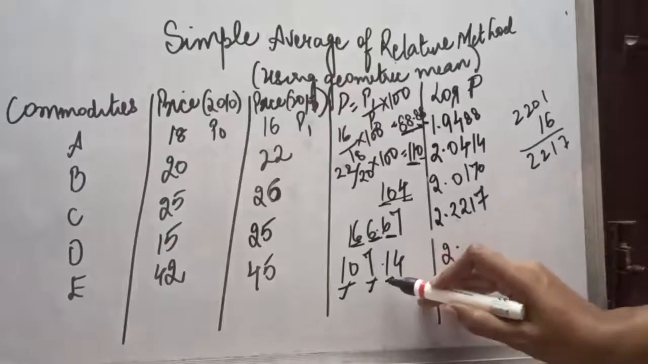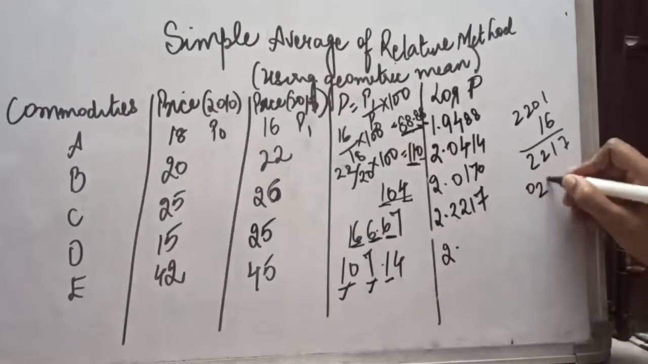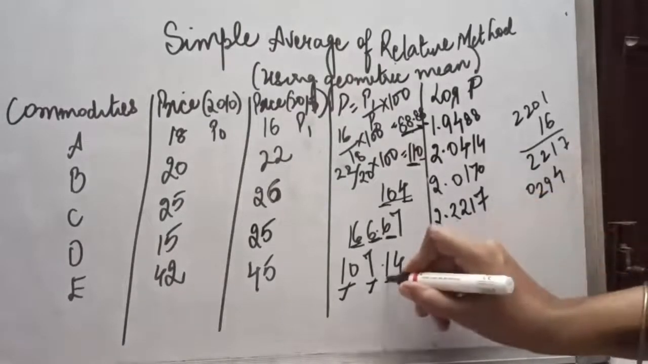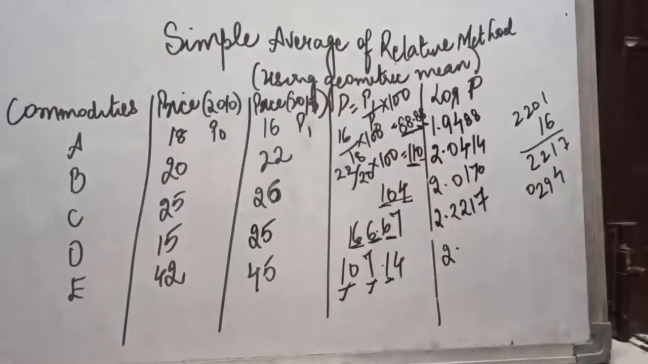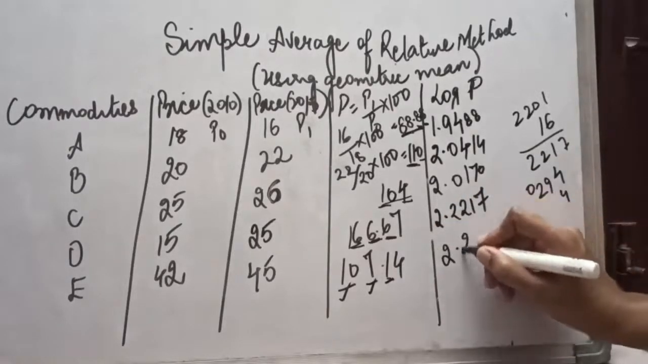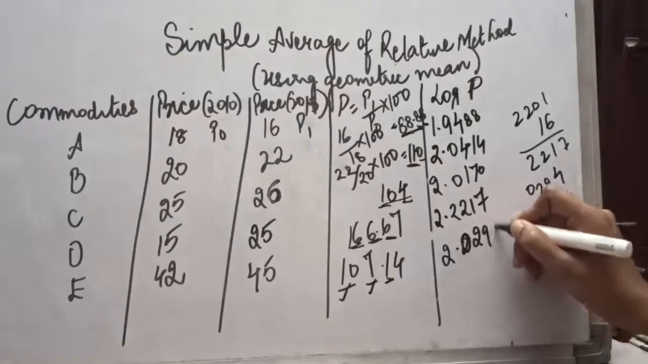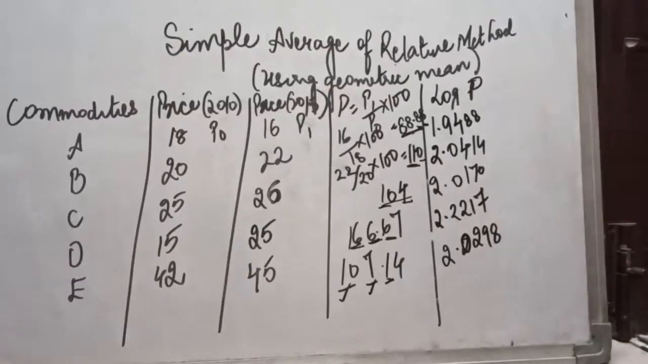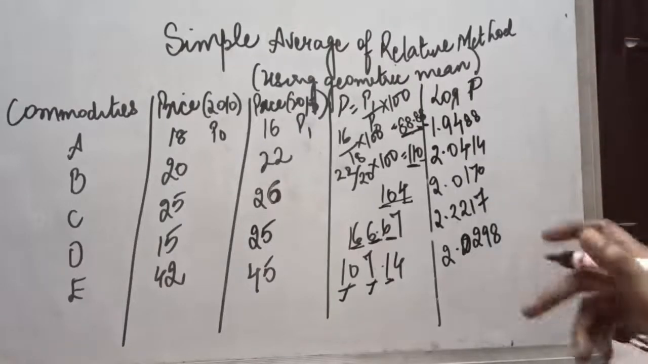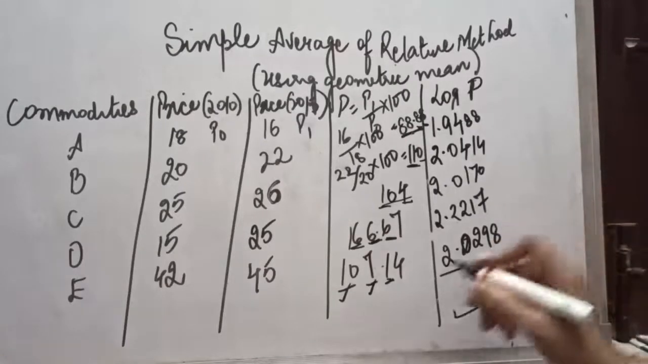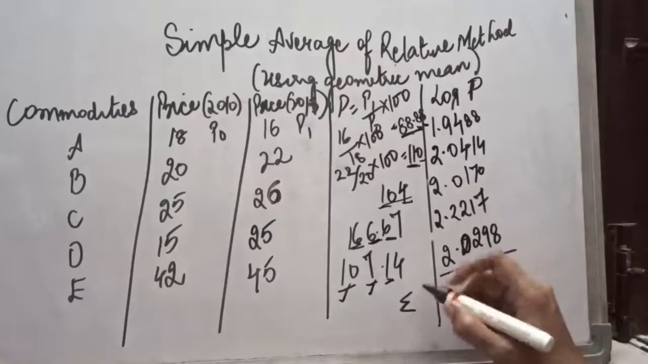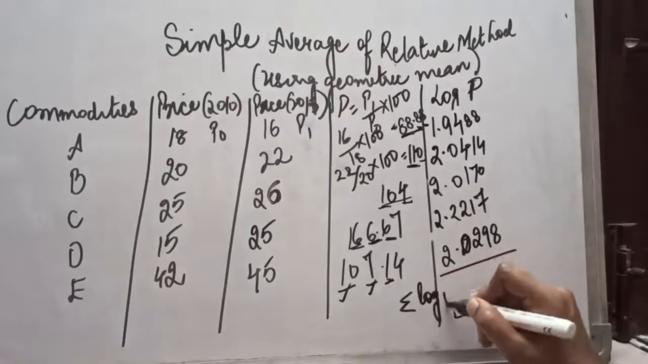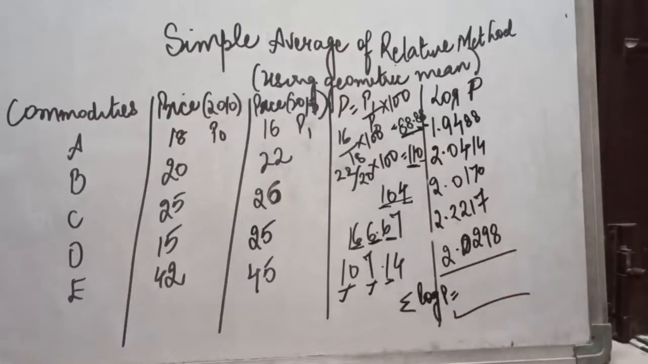So 10 under 7, when I have seen, it was 0294 and further I have to see under 1. When I saw under 1 it was 4. So my total is 0298. So these are the values of log that we have seen from the table. Now what we will do, we will add this. It will become our sigma log p that we have to fill in the formula.